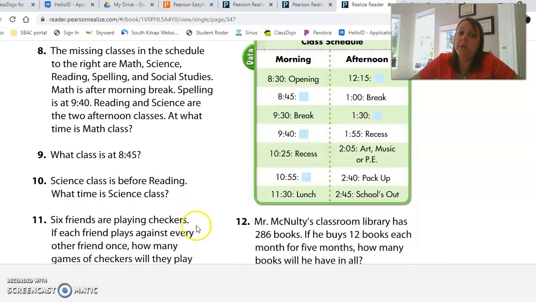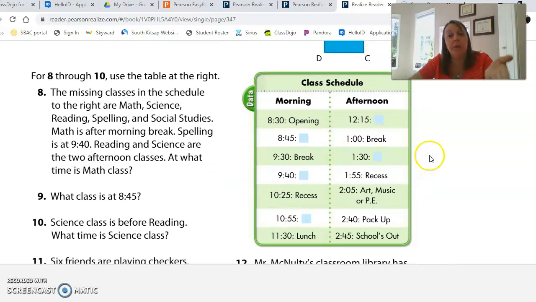Okay, let's do this last one. Now, if science is before reading class, what time is science at? Well, if you remember, we kind of already know that reading and science are in the afternoon. But now we know that science is before reading, so what time is science? Good job, 12:15.